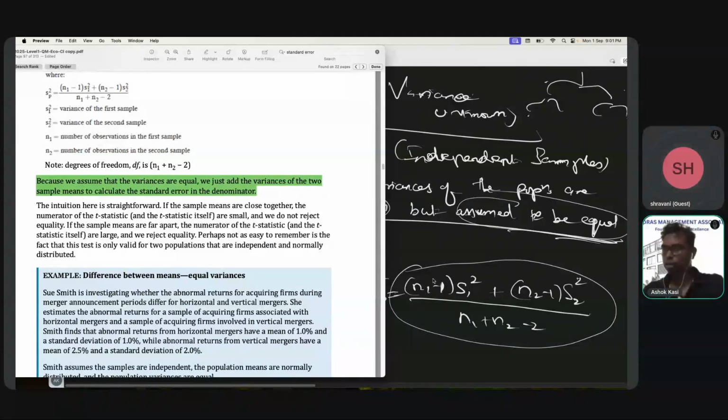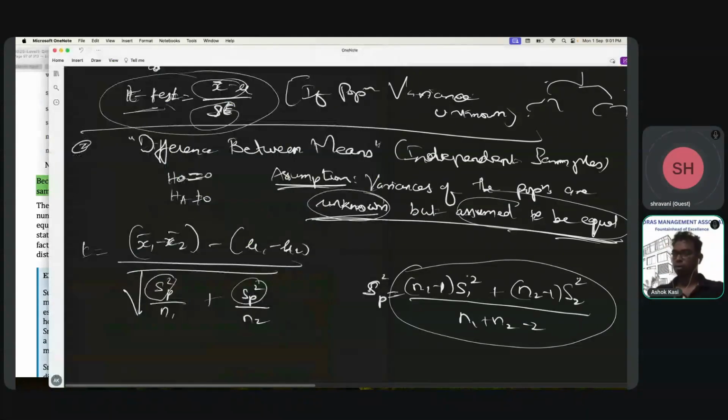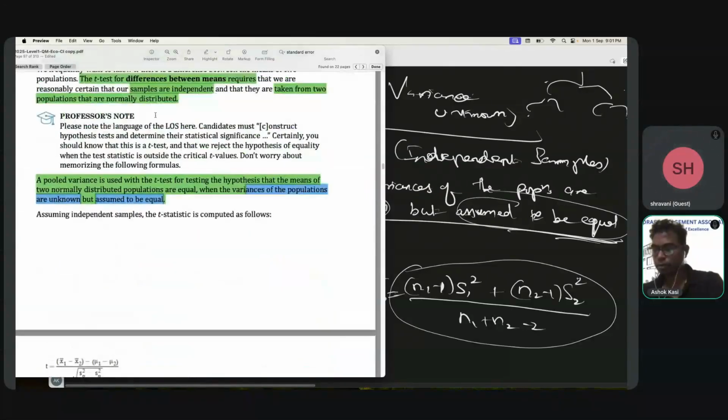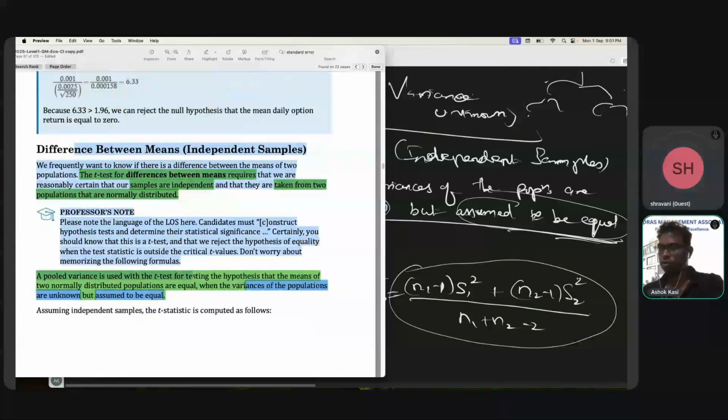So two variances are equal. Is this fine now? So this also you have to know. Later on, if you want to read all these things, you will understand. All this highlighted part you should certainly read.